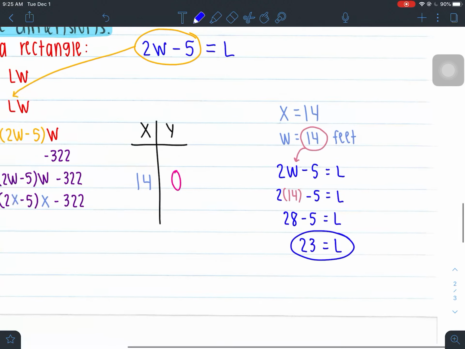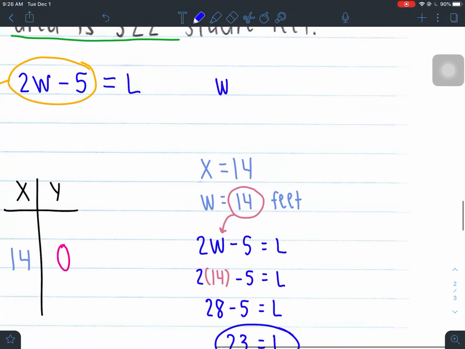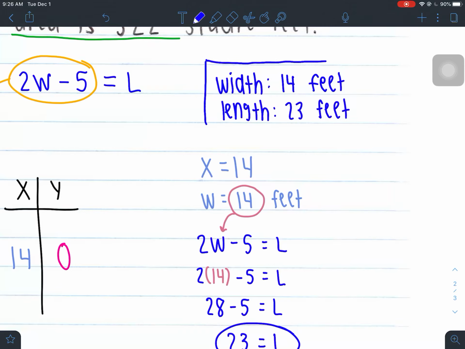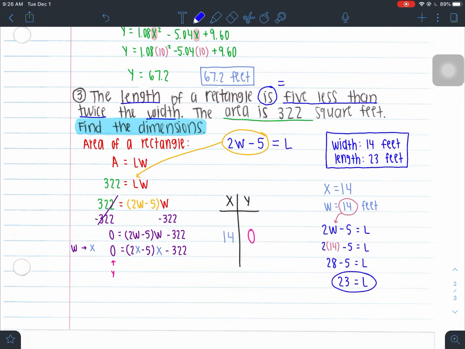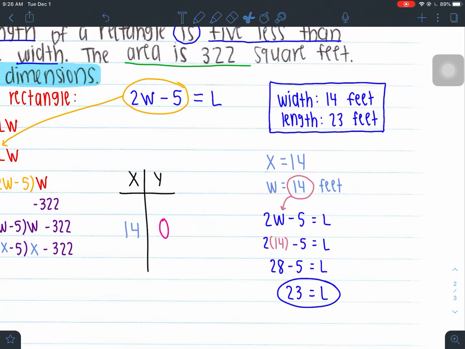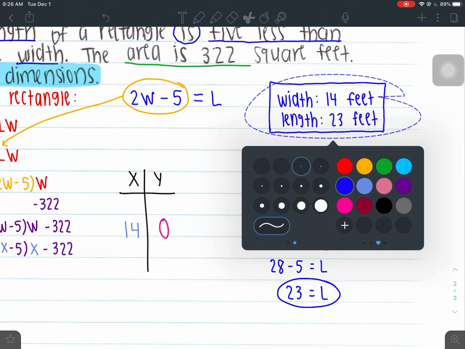So what's our answer here, right? Well, our answer is the 2 dimensions. So our answer here is that the width is 14 feet. And then we got the length as well, and the length was 23 feet. So there wasn't a ton of math we had to do. It was only really math towards the end and a little bit at the front. So we found the dimensions, the width and the length, because they wanted to find both. So that entire thing is our answer there.